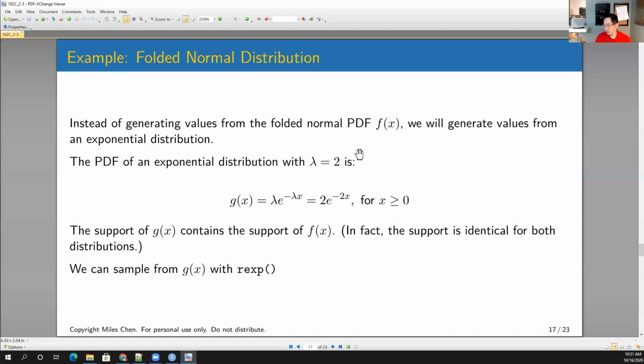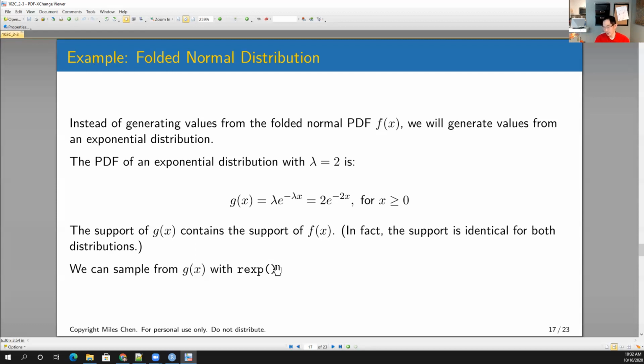So the PDF of the exponential distribution, if you have a rate parameter of 2, is lambda e to the negative lambda x. So we're going to get g of x is 2 times e to the negative 2x. And the support of the exponential distribution is also 0 to positive infinity. So these two things have the same support. All right, so this will work. And we are able to sample from g of x using rexp in R.